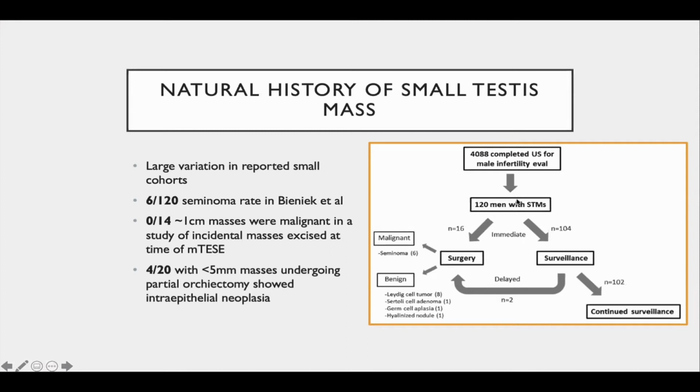Keith Jarvie was the one who did this and is one of the foremost experts on this. He looked at a group of about 4,000 men who had presented with infertility. 120 of those men who had an ultrasound were found to have a small testes mass. 16 went for immediate surgery because of concerning findings on those ultrasounds, and about 104 went on to surveillance.